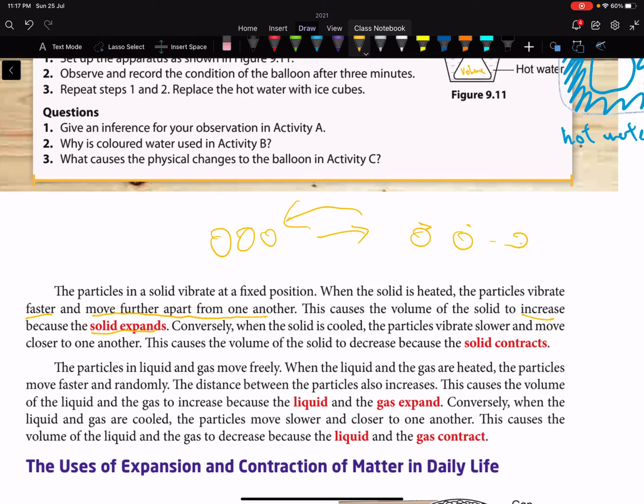This causes the volume of the solid to decrease, and hence the solid contracts. Now, for gas and liquids, on the other hand, we know that the particles move freely. So when the liquid and the gas are heated, the particles move faster and randomly. The distance between the particles also increases. Therefore, the volume will increase. Hence, we can say the gas or liquid expands. And the other way around is the same.